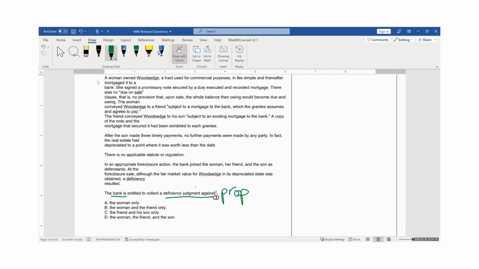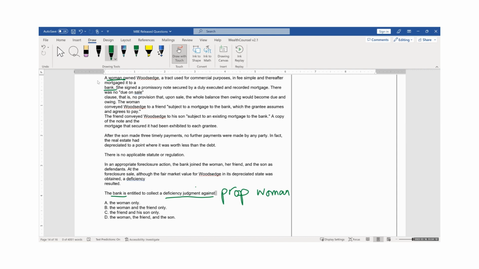used for commercial purposes in fee simple and thereafter mortgaged it to a bank. So you've got the bank is the lender, the woman is the borrower, and Woodsage is the tract of land we're talking about. When you're looking at deficiency judgment here, you can identify right away, I would put the woman as one of the people that will likely be responsible for deficiency because she's the borrower. So you're always on the hook unless the lender lets you off the hook, and that would be what we would be looking for.